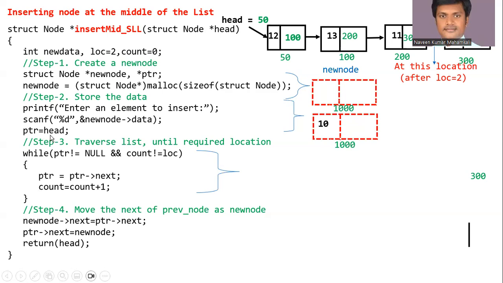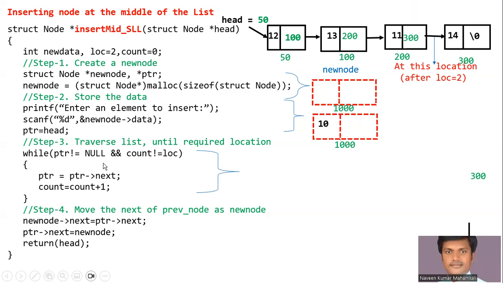PTR with head, and we have to traverse the list. PTR equal to head, and loop until PTR not equal to null and count equal to location. So we have to traverse up to that location. This piece of logic will help us to traverse the linked list up to the specified location. Assume due to this piece of code, PTR will move and stop at the second location. So PTR will point to the second location, right?